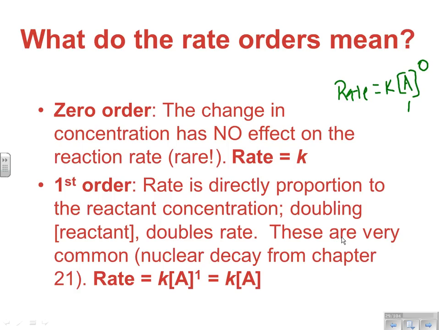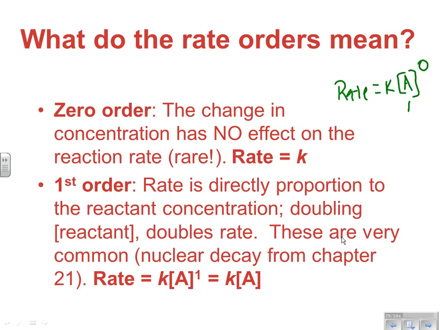And these are really common. In fact, most often you're going to see first order things. Our whole nuclear decay chapter, chapter 21 that we did back with chapter 6 and 7, the kinetics of the reactions we looked at, all of those were first order kinetic reactions. So we've seen first order reactions before. Decay rates are an example of that.